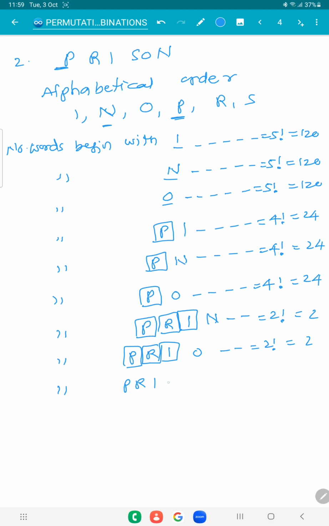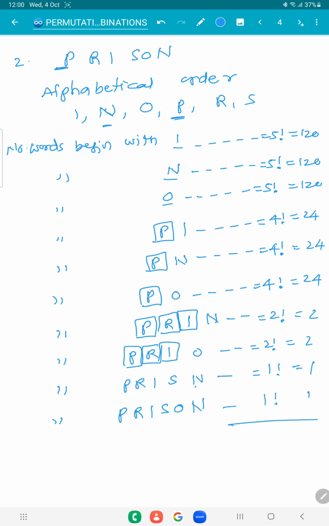Next one is S only. S. Come forward. I is used. We have S only. That is 1 factorial. That is 1. Next one, last one, number of words that begin with P, R, I, S. After N, next one is O. We needed that. Yes. That is 1 factorial.